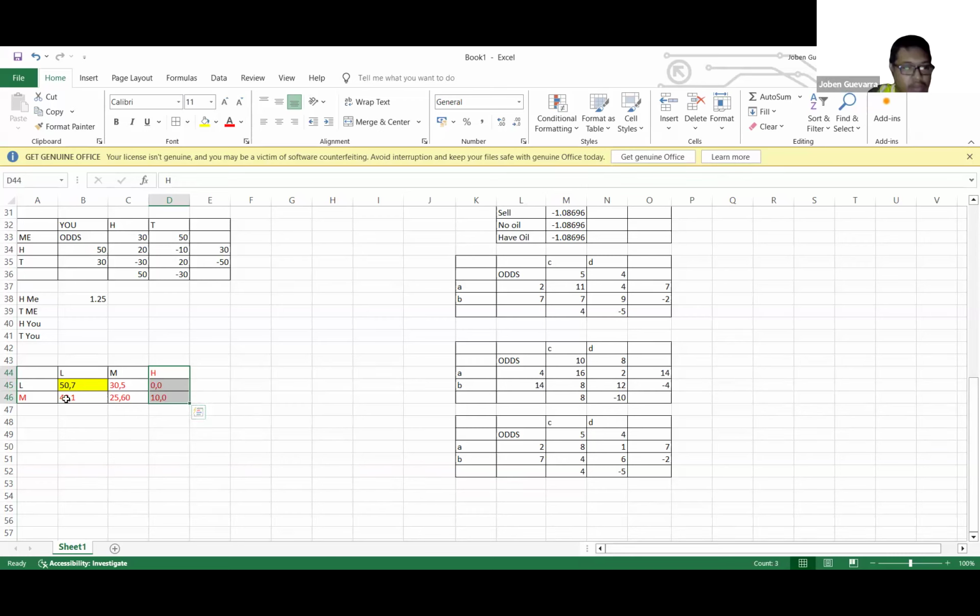Then I returned to the rows. The remaining are low and medium. Comparing the first numbers, 50 versus 40, then 30 versus 25, medium is always dominated by low, so I deleted the medium. Then I went back again to the columns. For the second number, 7 is dominated by 5, so low. This is the answer for iterative domination. Correct. Low.